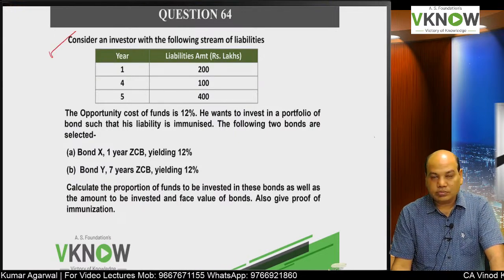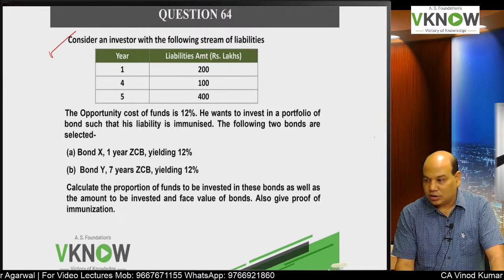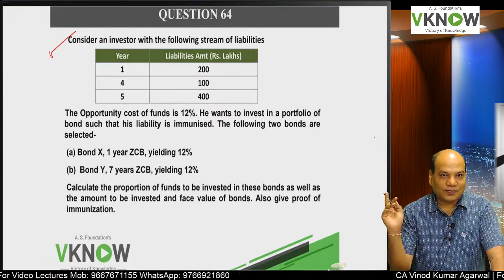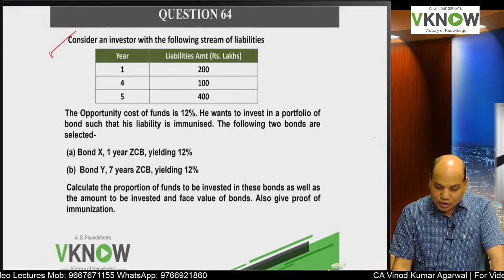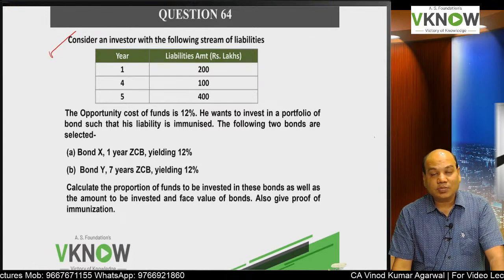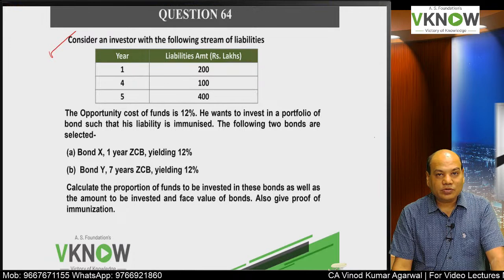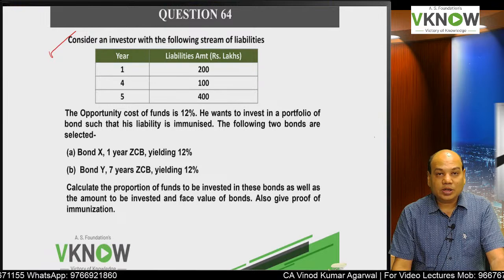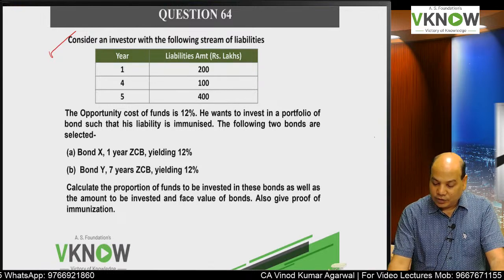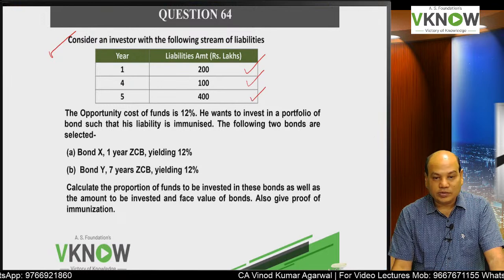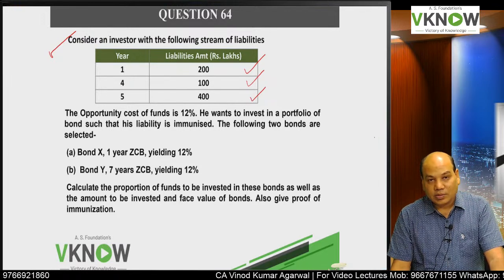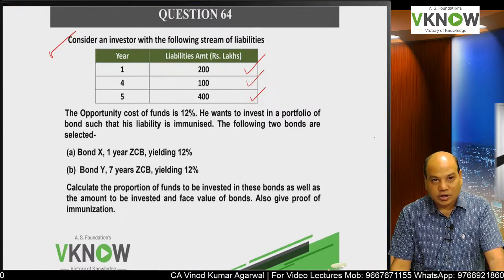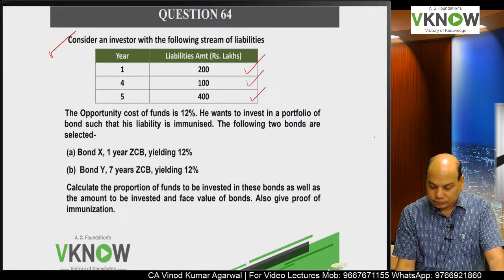So now we'll take one more good question. Question number 64. Again, one more question for understanding the concept. Consider an investor with the following stream of liability. Now, in the previous question we had only one liability after 5 years. This time the liabilities will be paid at different points of time. So we have three liabilities. Year 1, the liability amount is 200 lakh, year 4, 100 lakh, year 5, 400 lakh.